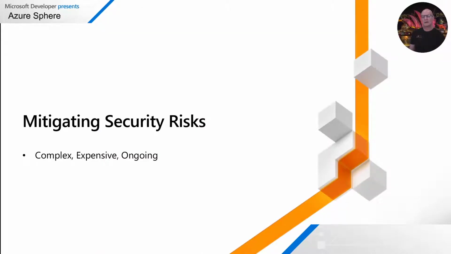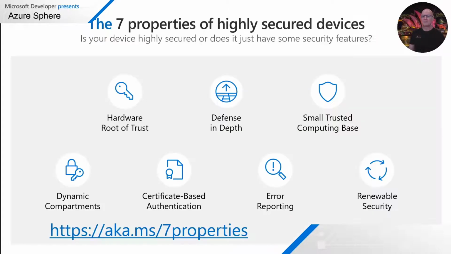Next, I want to talk about approaches to mitigating security risks. Now I'm sure you appreciate that getting security right is complex, it's expensive, but more importantly, it's ongoing. And attack vectors are constantly changing. Now, Microsoft has a long history of building secure internet-connected systems and devices. Clearly, some of that has been checked, and we have learned a lot of lessons. And it's those lessons we're applying to Azure Sphere.